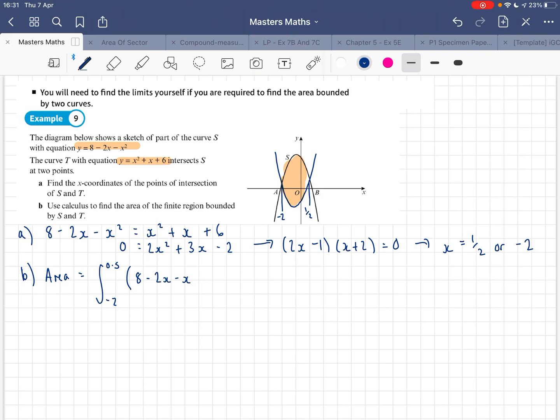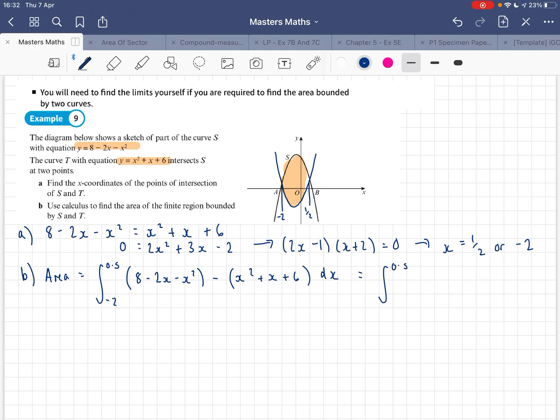And that is 8 minus 2x minus x squared, minus the line that's underneath, which is x squared plus x plus 6, dx. I'm going to simplify that first. I'm going to actually subtract those two things first and then do the integration to the result. Hope that makes sense.